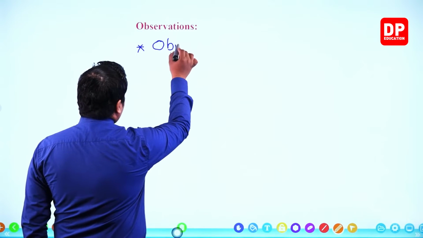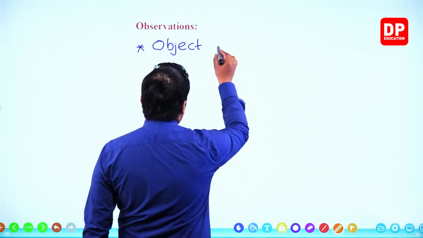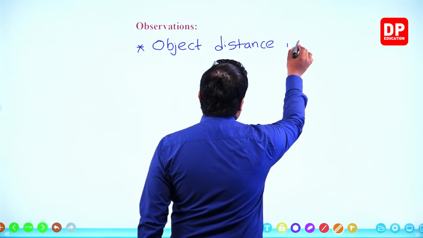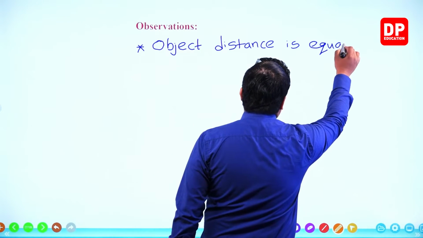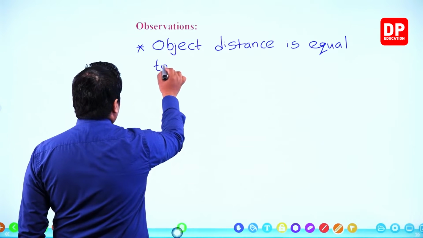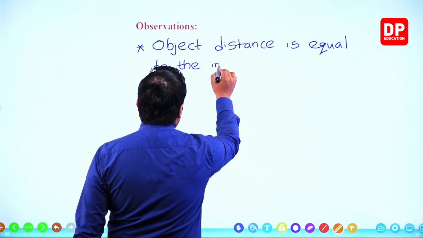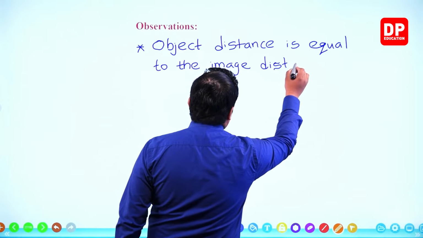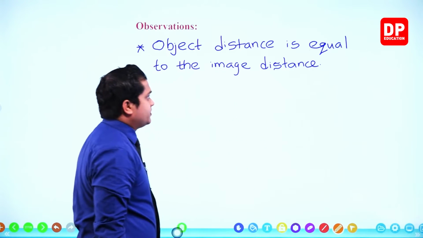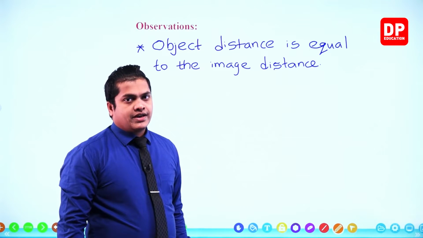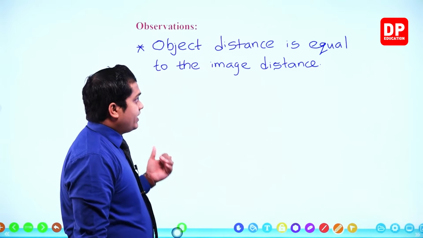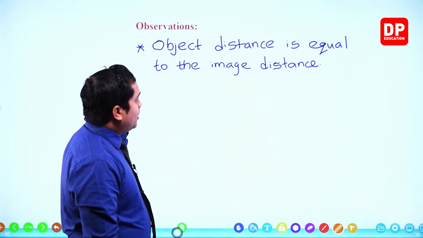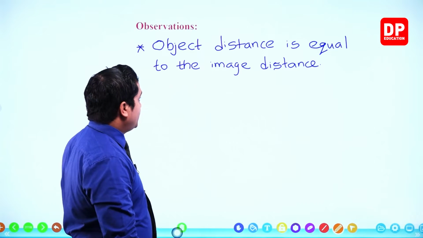Object distance is equal to the image distance. This is our observation, right? This is our observation, my dear children. For the conclusion also we can get the same thing, which is why I haven't mentioned a separate conclusion here. It's very simple. What is that? Object distance is equal to the image distance, my dear children.